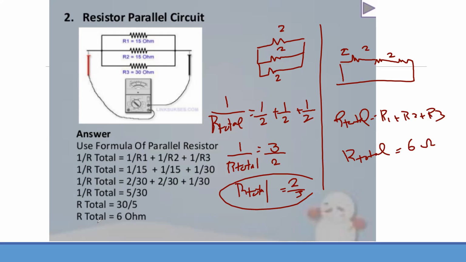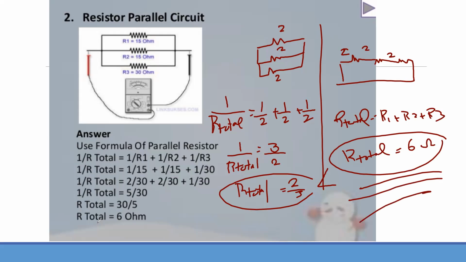So that means if you connect the resistors in parallel, you will get less total resistance than in series. So if you connect the resistors in series, you will get a greater total than if they are in parallel.